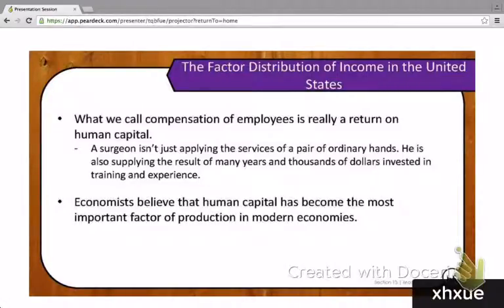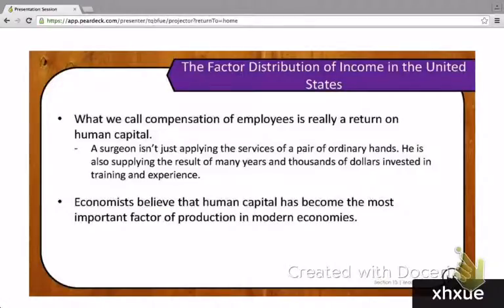Well, what are you being paid for? Why do college degree recipients earn more money than people with only a high school degree? You're being paid for your human capital. It's a return on your human capital. And that's why you're willing to go to college and get that education and that training.